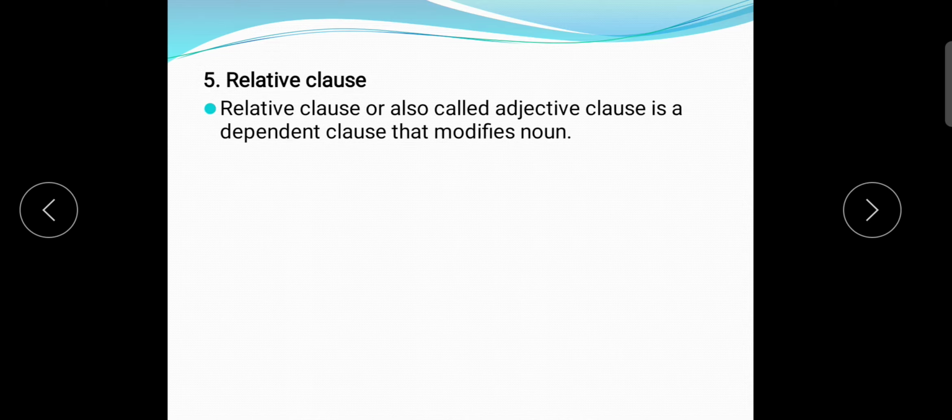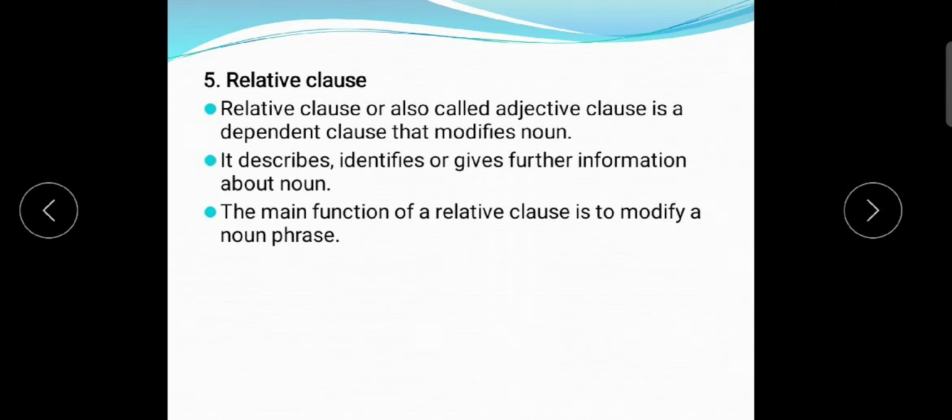Now we talk about relative clause. A relative clause, also called an adjective clause, is a dependent clause that modifies a noun. A relative clause is a dependent clause, so it must be connected to an independent clause. It describes, identifies, or gives further information about a noun. The main function of a relative clause is to modify a noun phrase.